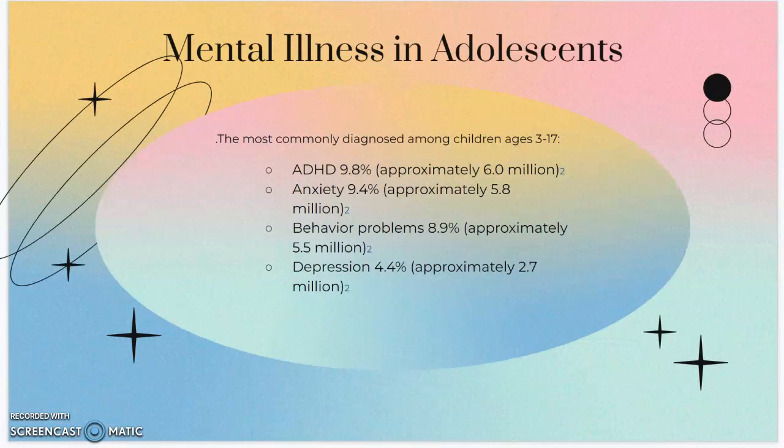So now we're going to move on to mental illness in adolescence. And since this is a little bit more commonly known, we aren't going to touch on it as much as learning disabilities. But the most commonly diagnosed mental illnesses in children ages 3 to 7 are ADHD, anxiety, behavior problems, and depression.